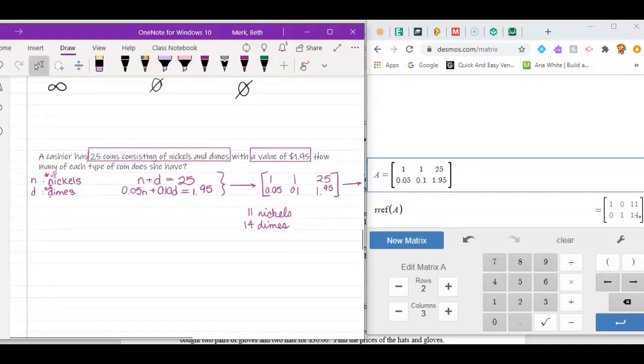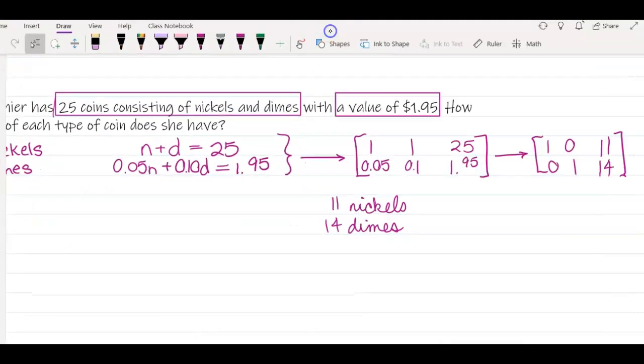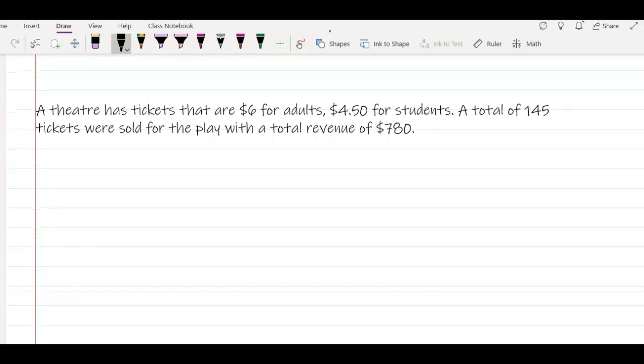Typically speaking, when you're coming up with your system, you're going to have one equation that has to deal with quantity. This is kind of a general rule of thumb, and you'll have an equation that has to deal with value. That's a safe way to assume to set these up. Now let's see if that applies to our next one.